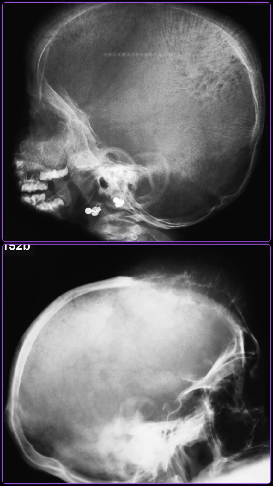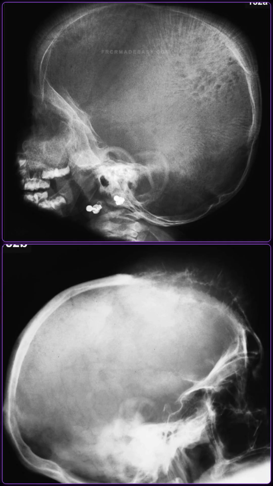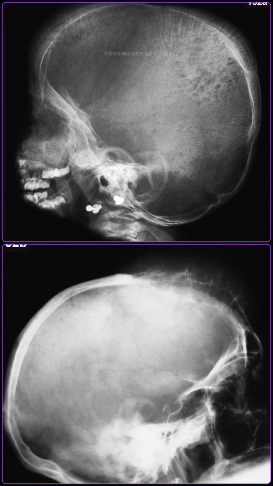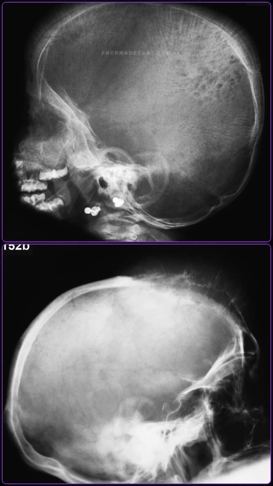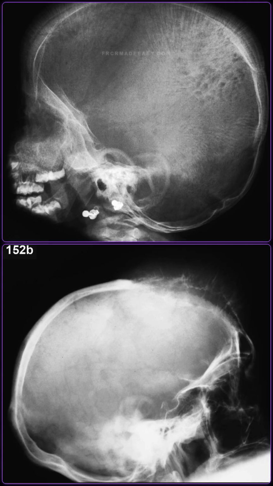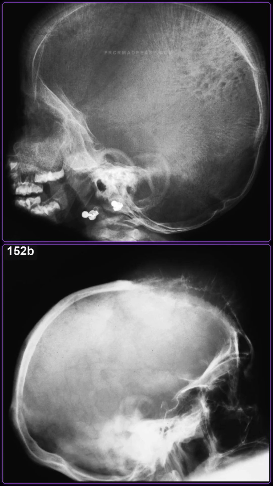Discuss the underlying pathophysiology and complications of marrow hyperplasia in thalassemia major. In thalassemia major, ineffective erythropoiesis and chronic severe hemolytic anemia cause a massive increase in erythropoietin secretion. This triggers profound compensatory red marrow hyperplasia.